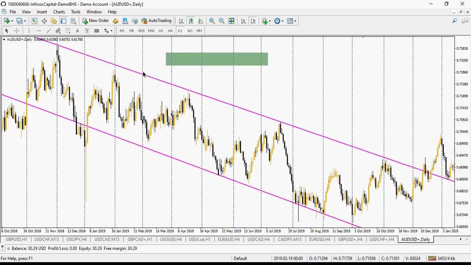Imagine you see this pattern in the market, and you expect it to sell when it gets to this area, and to go up when it gets to the other.